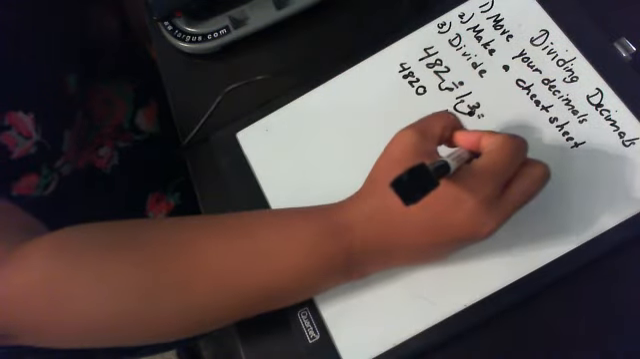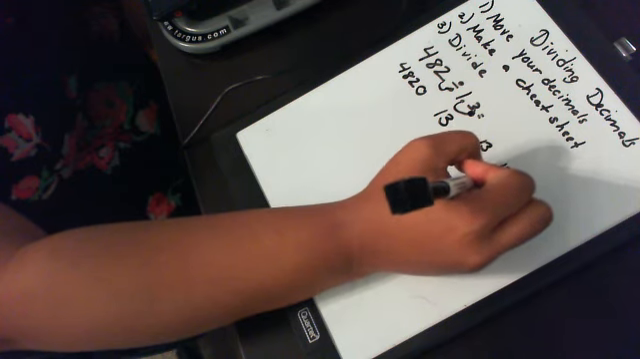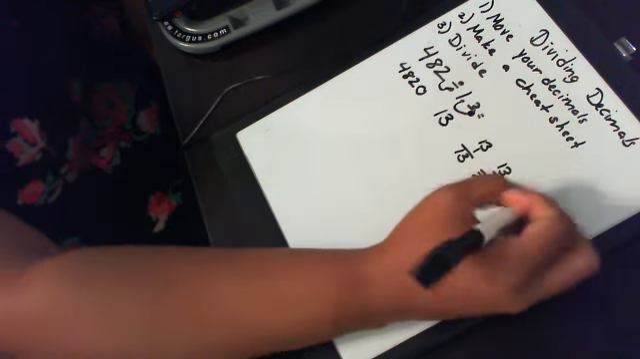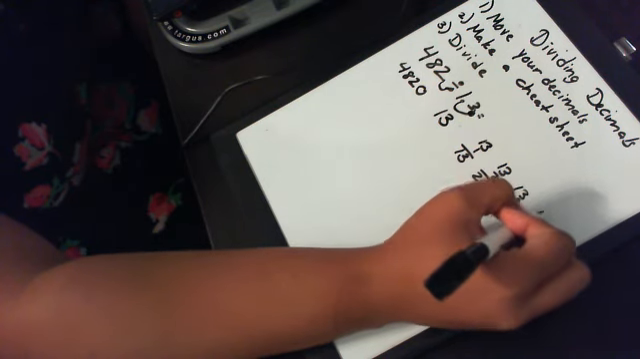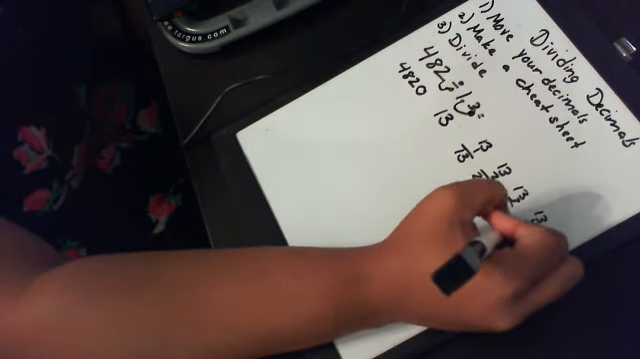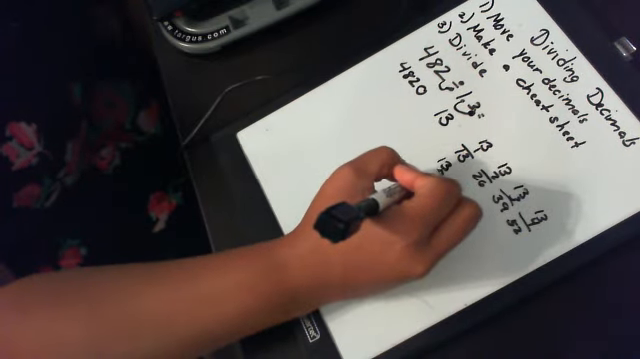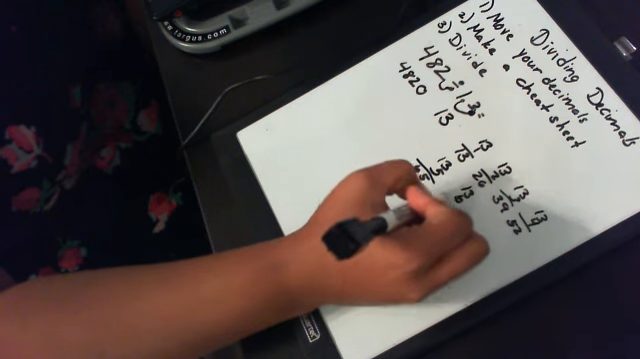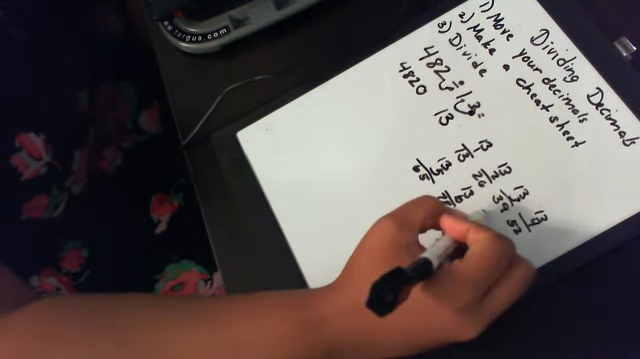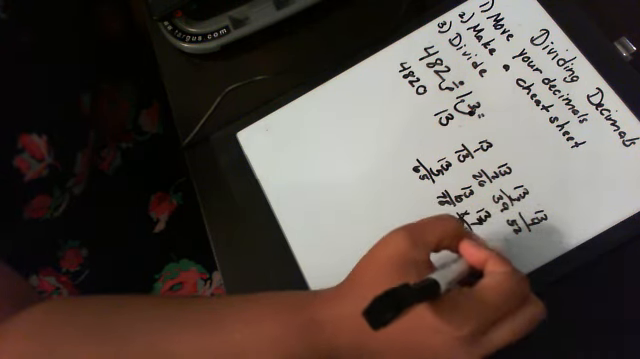And we're going to make a cheat sheet for the number 13. So I'm going to do 13 times 1 is 13. 13 times 2 is 26. 13 times 3 is 39. 13 times 4 is 52. 13 times 5 is 65. 13 times 6 is 78. 13 times 7 is 91.